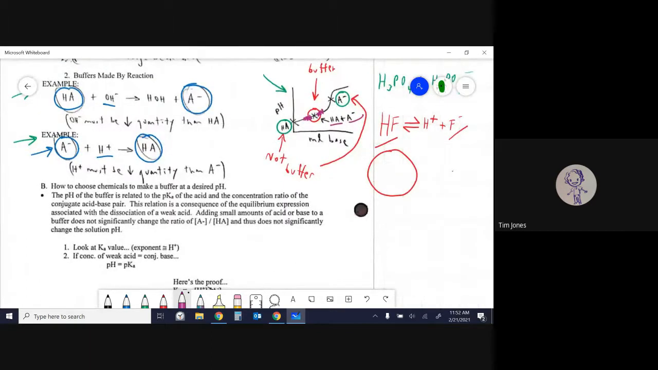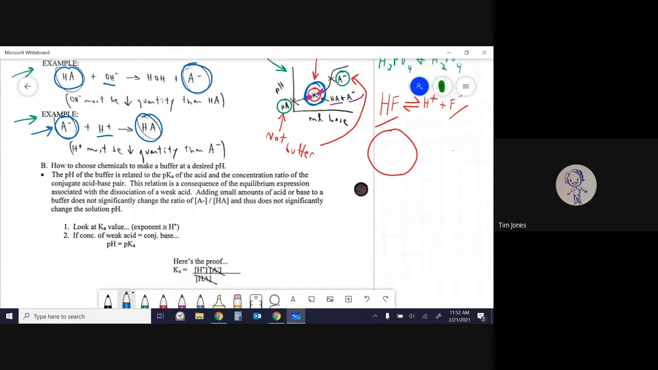You want to start assuming that you're right in the middle of the titration. So start right here in that midway point where you have exactly equal HA and A minus, and just see where that takes you, and then you can modify it as needed.